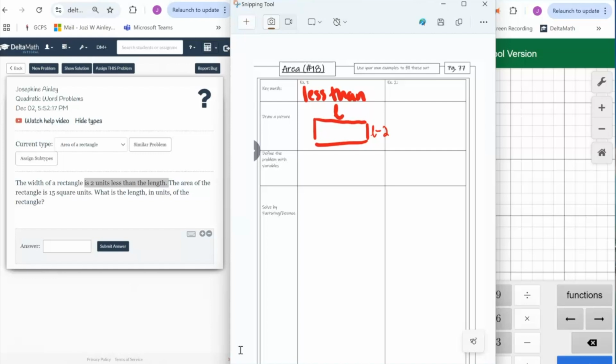The area of the rectangle is 15 square units. So when I multiply width times length, I'm going to get 15 square units. What is the length in units of the rectangle? So they're asking you, what is L?